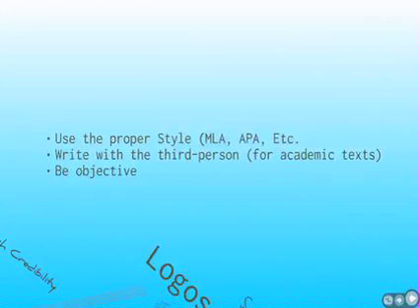To do this, academics will use proper styles like MLA, APA, and other academic parameters. They will write in the third person. They will use a sense of objective perspectives. This is not subjective. It is not I feel. This is objective.